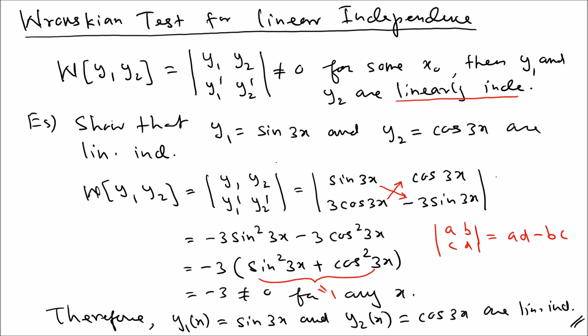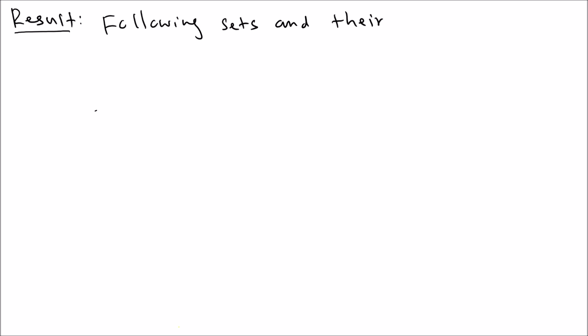Okay, now there are some common sets which are linearly independent. I'm going to give you those sets because it's good to remember them, not just for this class but in general. So it's a result: the following sets and their subsets are linearly independent. If you pick any subset, it still works. You can just put any number of elements.